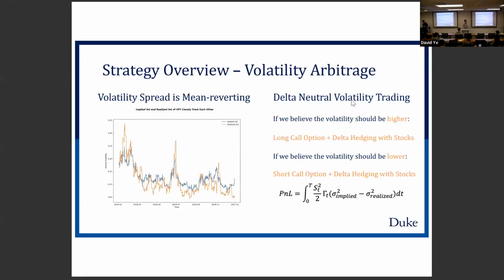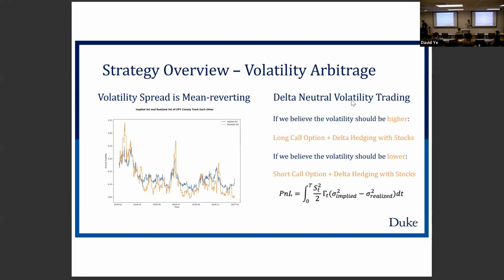Now let's take a look at our trading strategy. First, we observe that the difference between the implied and the actual volatility tends to be mean reverting. That is, the gap between the blue and the orange line tends to become zero each time they have a spread, and we can potentially benefit from it. We also verify this by using the ADF test for specific ETFs.